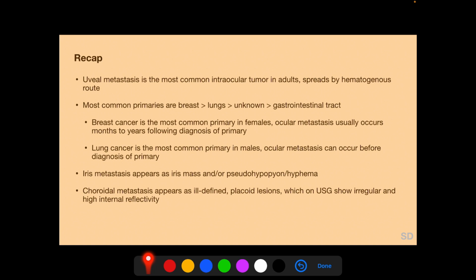Whereas lung cancer, which is the most common primary site for uveal metastasis in males, ocular metastasis may be diagnosed before diagnosis of the primary. Iris metastasis may appear as iris mass with or without pseudohypopyon and/or hyphema. Choroidal metastasis appears as ill-defined placoid lesions which on ultrasound show irregular and high internal reflectivity.